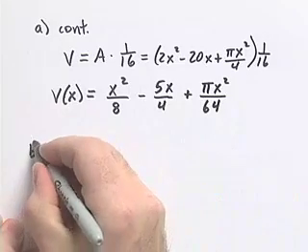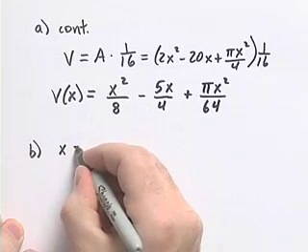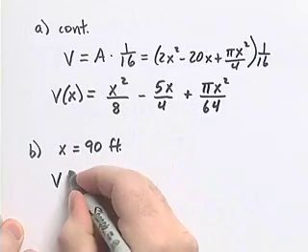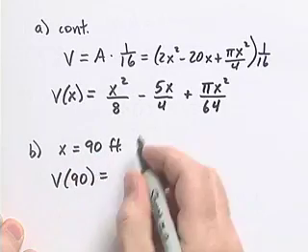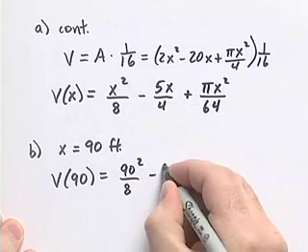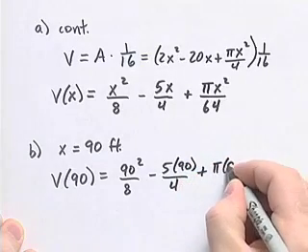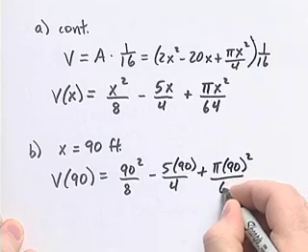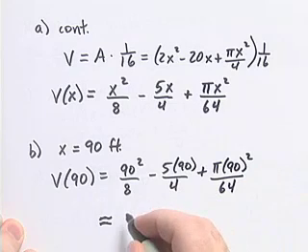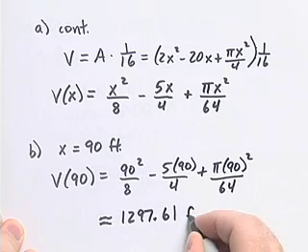In part B, we're asked to find the volume of the ice if the width is 90 feet. So we're actually given that x is equal to 90 feet. So we just need to evaluate V of 90. We let x equal 90 in our definition. We'll have 90 squared over 8 minus 5 times 90 over 4 plus pi times 90 squared over 64. And if we evaluate that, we get that the volume is roughly 1,297.61 cubic feet.